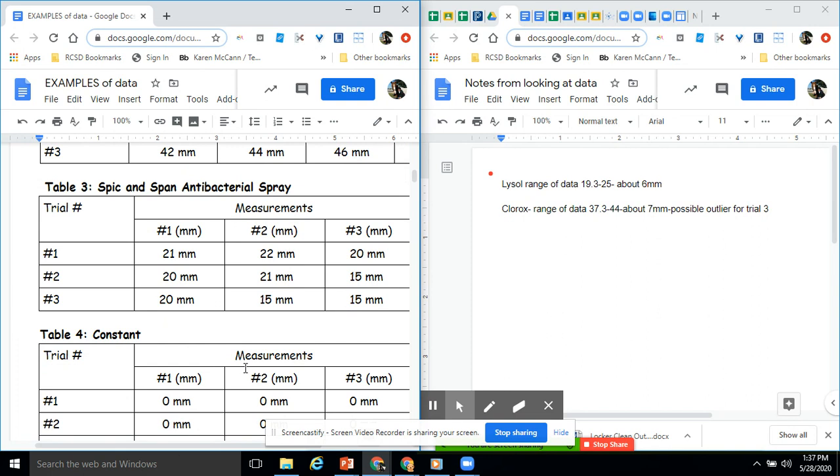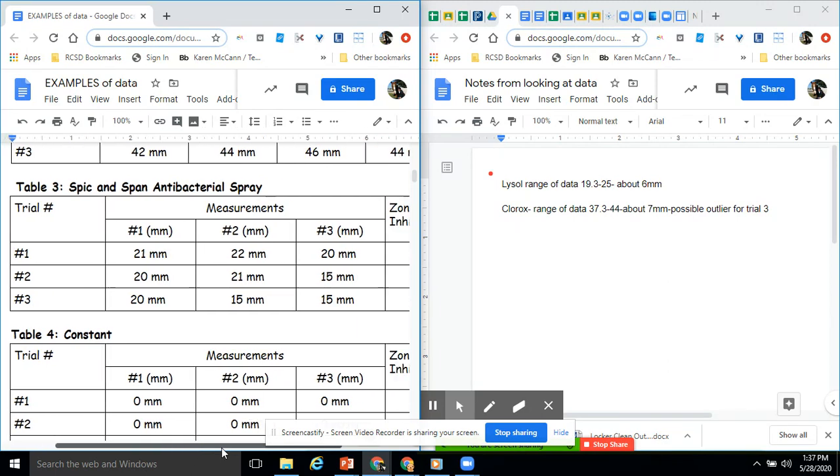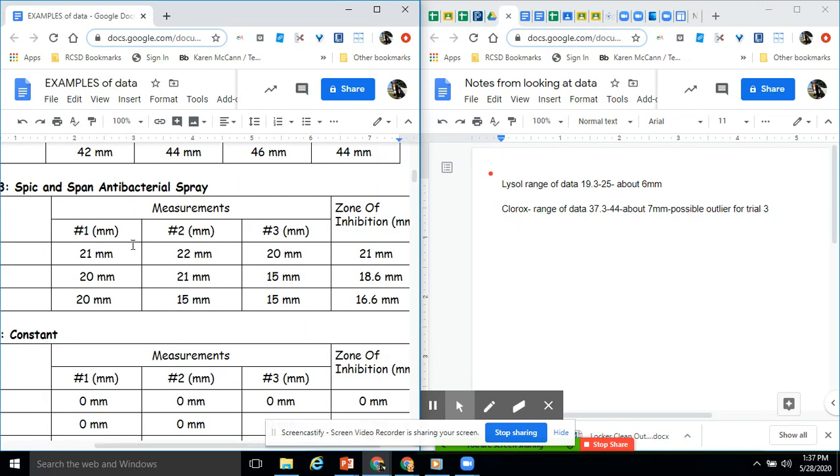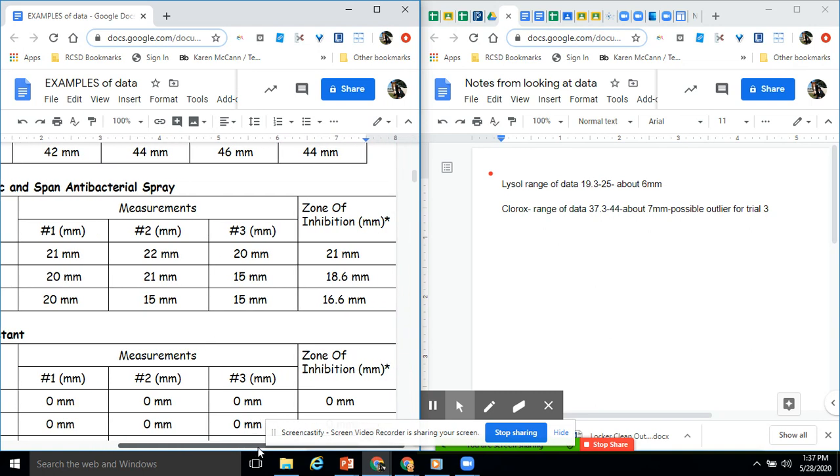Spic and Span antibacterial spray. Look at those numbers. Very round on this one at least, and then slightly oblong for the other ones. Looking here, this range of data is not quite as bad. It's a little bit closer together. I'll put it in the notes because I'm trying to write things down so I'm not just talking.